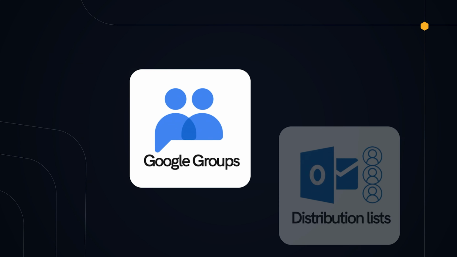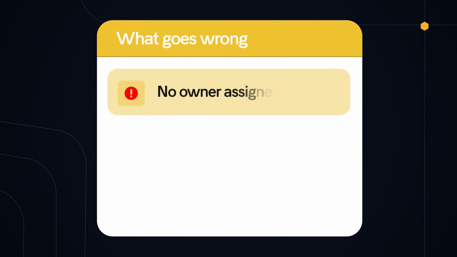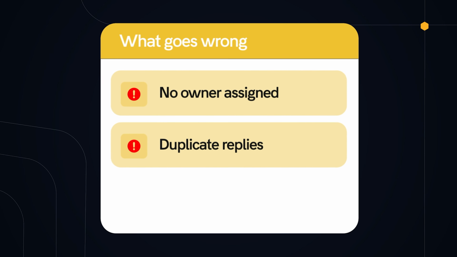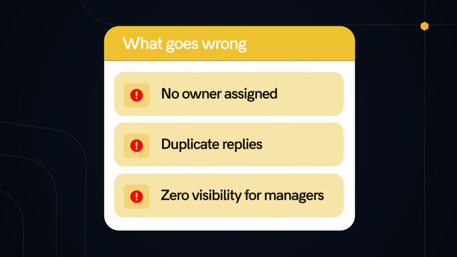Some teams try to do this with Google Groups or distribution lists, or just having multiple people log into the same account, but that creates problems like not knowing who's already responded, duplicate replies going out to the same customer, and zero visibility into who's handling what. So a proper shared mailbox is usually the first step teams take when they are trying to get organized. Now, let me show you how to actually set this up.